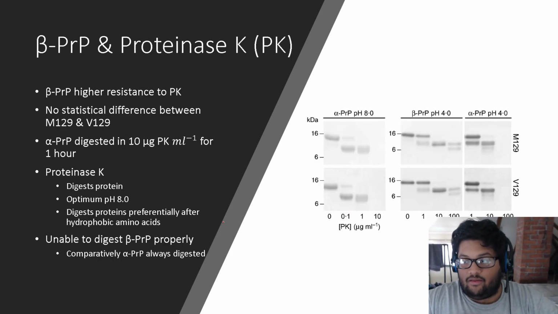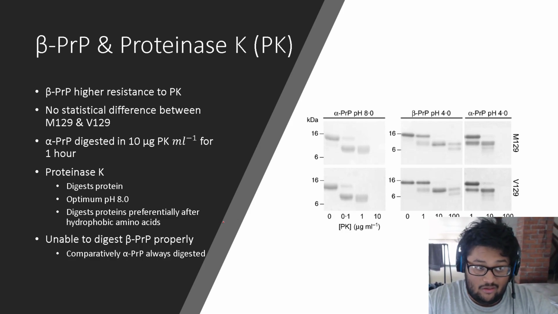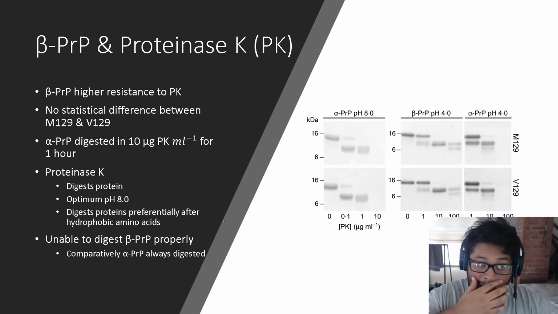And alongside that, in that same study, they also found some additional information about resistance that I was talking a bit about earlier. And what they found out was that basically beta PRP is basically undigestible, whereas alpha PRP, or increased amount of alpha helices, is much easier to be broken down by proteinase K. And proteinase K, what they found out was that it's optimum around pH 8.0, and it seemed to digest proteins preferentially after their hydrophobic amino acids interaction.